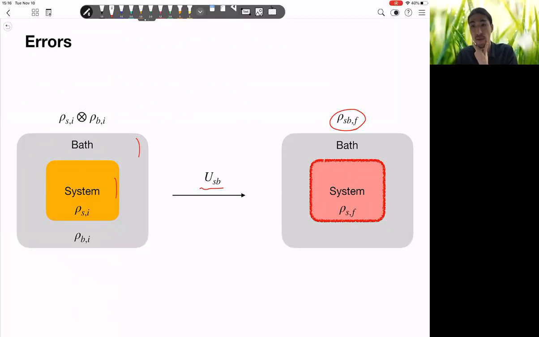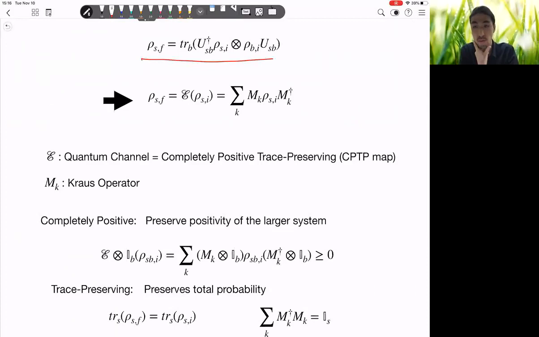Now we want to find the final density matrix of the system. The way to do it is schematically like this. You take the partial trace over the bath degrees of freedom, so you have the final density matrix on the system. And if you play around with this, you can define a map that is called a quantum channel, or a completely positive trace preserving map. This is a core object of operator algebra quantum error correction. This map has several representations, but here we're going to consider the so-called Kraus representation. And this M_k is called the Kraus operators.